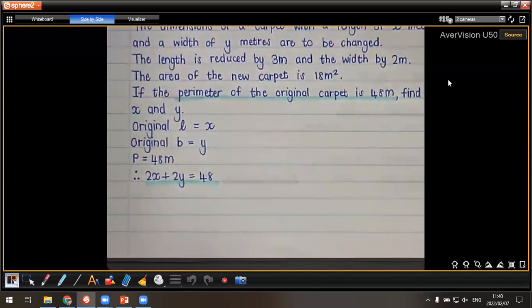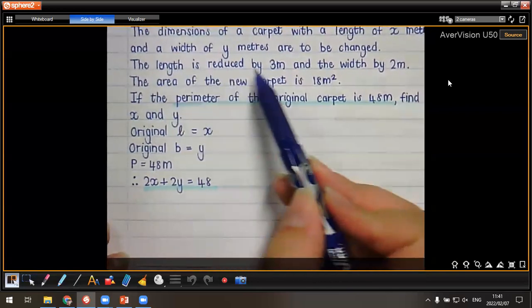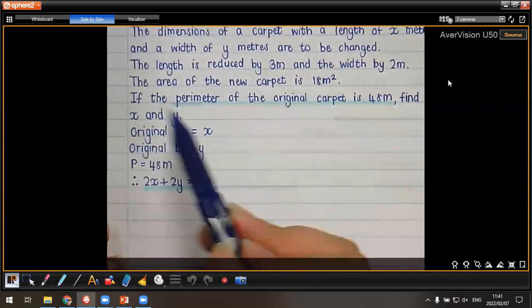Okay, now guys, we noticed that we have an x and a y, right? So what are we thinking already? We're going to have to do simultaneous equations. Okay, but we only have one equation. We can't do simultaneous equations with only one, so we need to set up another one. Now remember, what did they say? The length is reduced by 3 meters. So the original length was x.